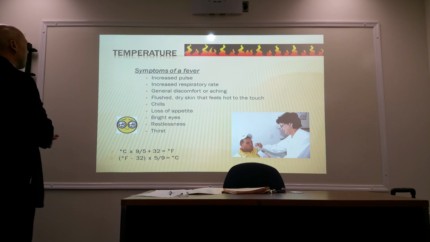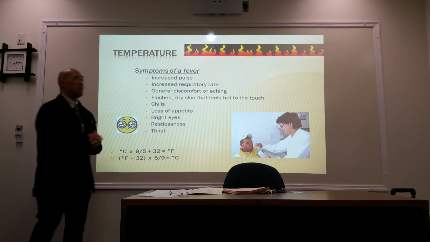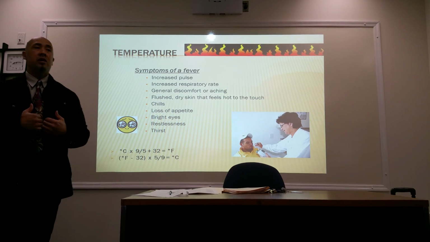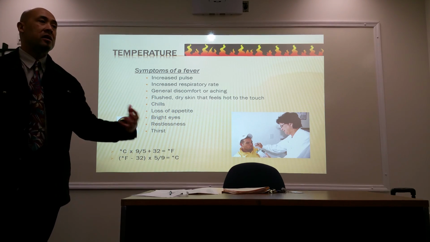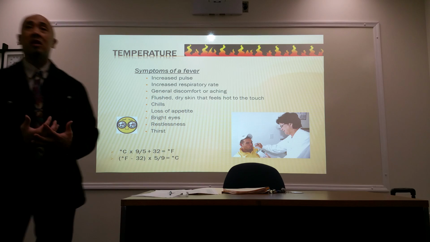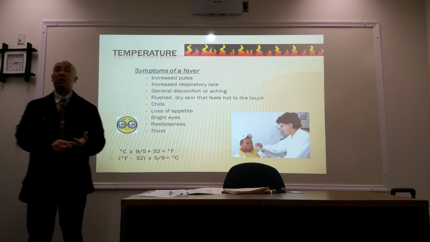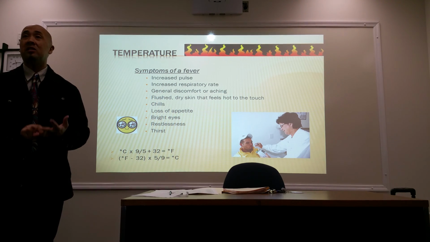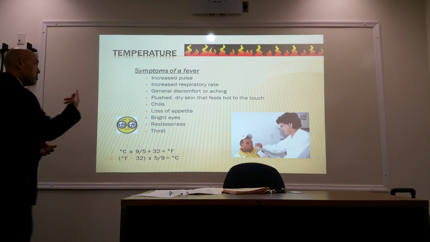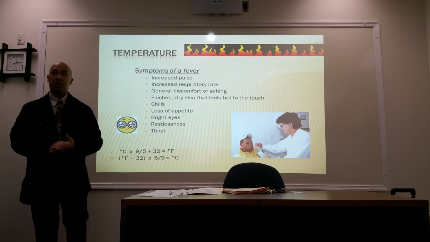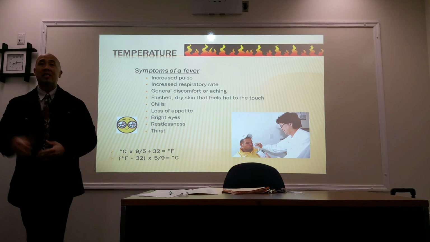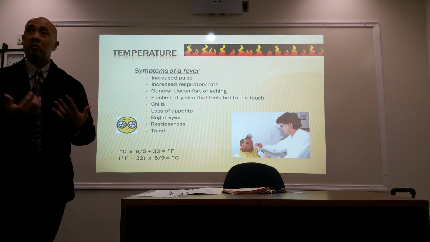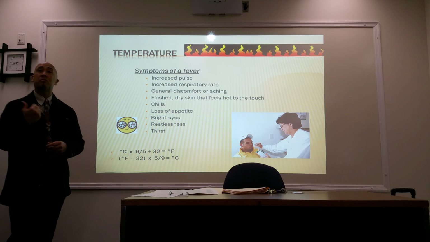Some symptoms of a fever include fast heart rate, increased pulse. Remember, we're talking about increased temperatures. So when your body's heat rises, it is going to be utilizing all your bodily fluids as well as your oxygen. It is what feeds the temperature. So as your temperature goes up, this should make sense to you, right? Your heart rate's going to go up. Your respiration is going to go up. Again, it's utilizing all those different elements: oxygen, fluids. So it makes sense that your heart rate and respiration are going to go up.